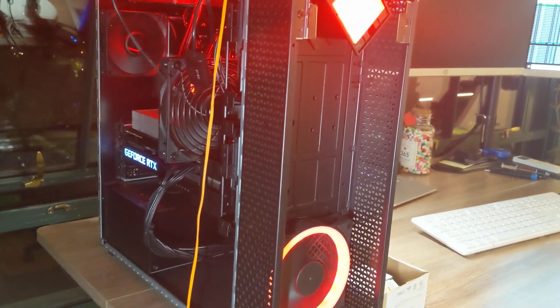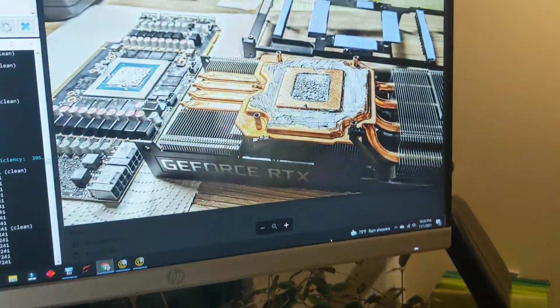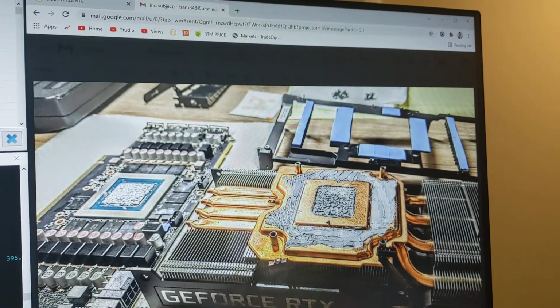Let me know what you guys think. If any of you are running these Omen cards, the 3080s, 3060s, 3070s, 3090s, that's how you repad them.